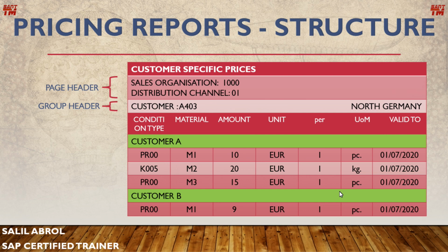Then this whole thing is called the item level in the pricing reports, where we are defining the items, or you can say materials, for the particular customers. We are defining their rates, their units, their unit of material, and the validity date.